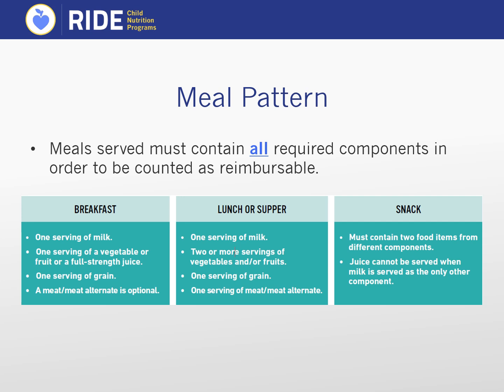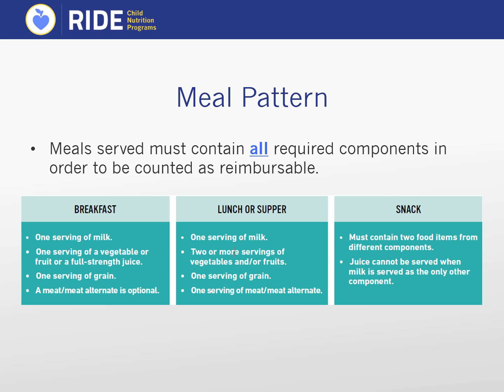Breakfast must include milk, fruit or vegetable, or a combination of both, as well as a grain. Lunch and supper. These meals are only considered to be complete and reimbursable if they contain milk, a grain, a meat or meat alternate component, and the minimum required 2 servings of fruits and or vegetables. A snack. 2 of the 4 meal components must be served in any combination that the sponsor wishes.